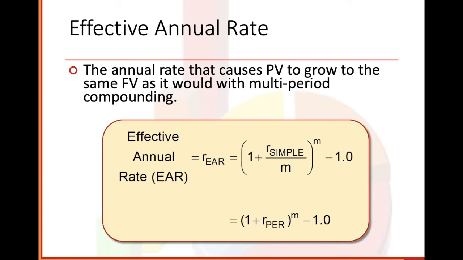Okay. Effective annual rate: the annual rate that causes present value to grow to the same future value as it would with multiple period compounding. So effective annual rate, R year, equals 1 plus R simple divided by the number of periods, to the M power, minus 1. So 1 plus R period to the M minus 1.0. Okay, so that's what it would look like.